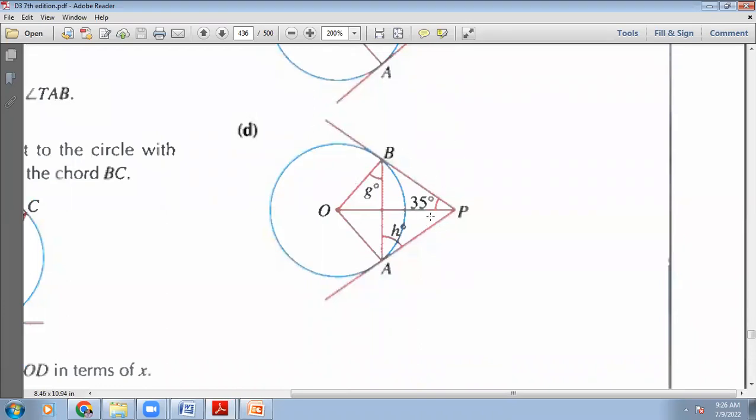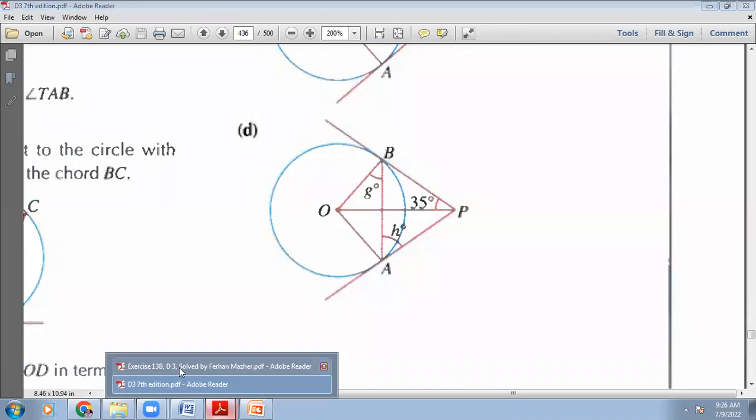This angle here is 35. This angle will also be 35. This is angle G. So very easily we can find. This angle is H. This angle here will also be H because BP and AP are equal in length. OB and OA are also equal in length because they are radii.